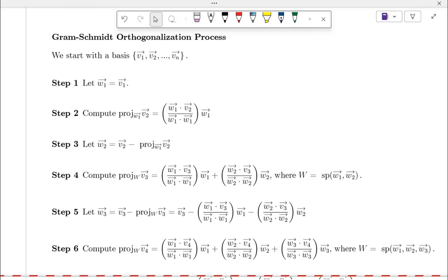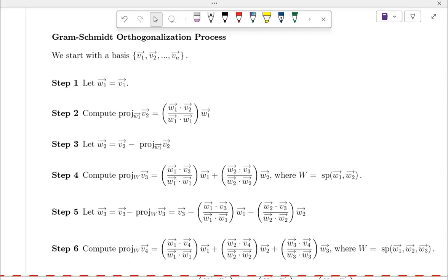Now, I was teaching it, and he mispronounced Schmidt in class. So it became the Gram-Dung orthogonalization process. This was rather amusing, actually. All right, so anyway, this is the orthogonalization process.